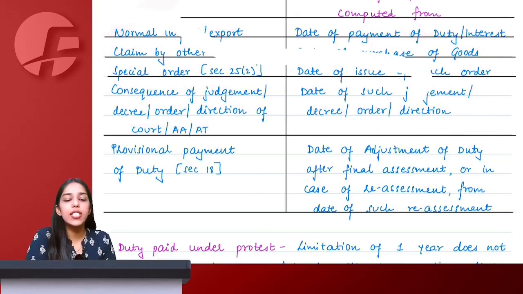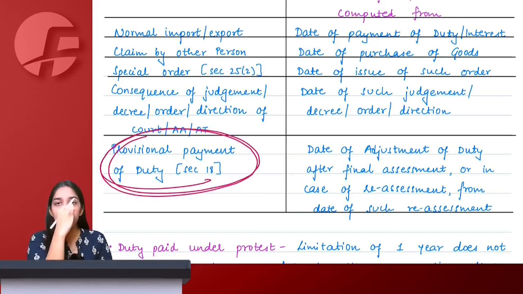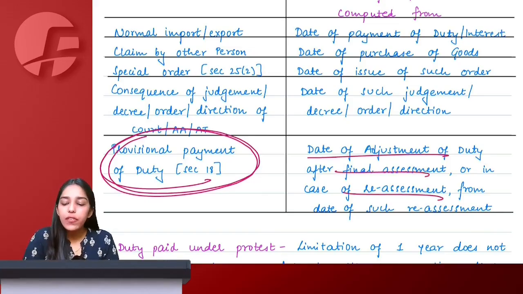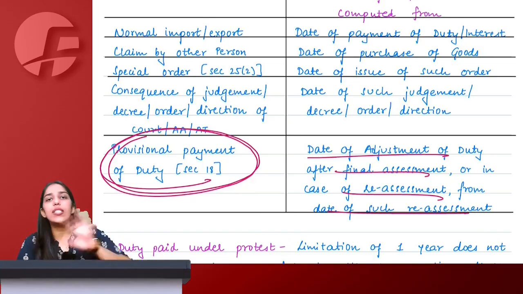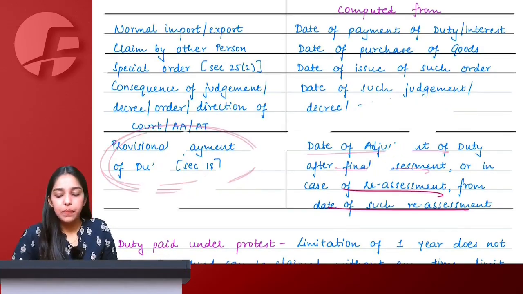Or if provisional assessment was done and I had paid excess duty initially. Then in such a case, to get refund of the excess duty paid, the day on which final assessment is done and everything is adjusted, from that within 1 year, I can apply for refund.